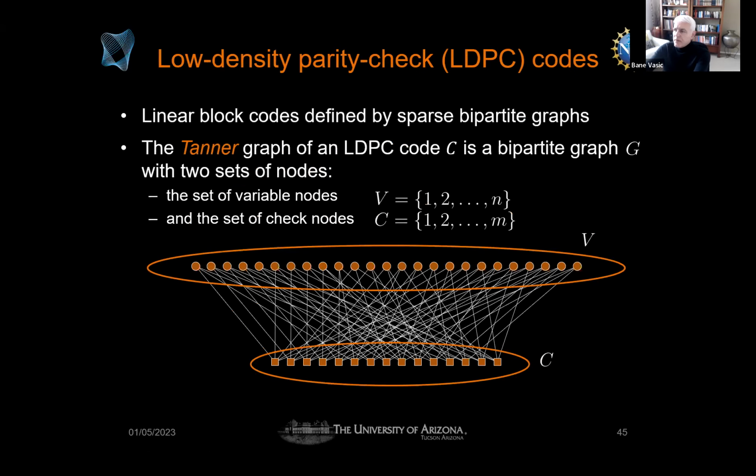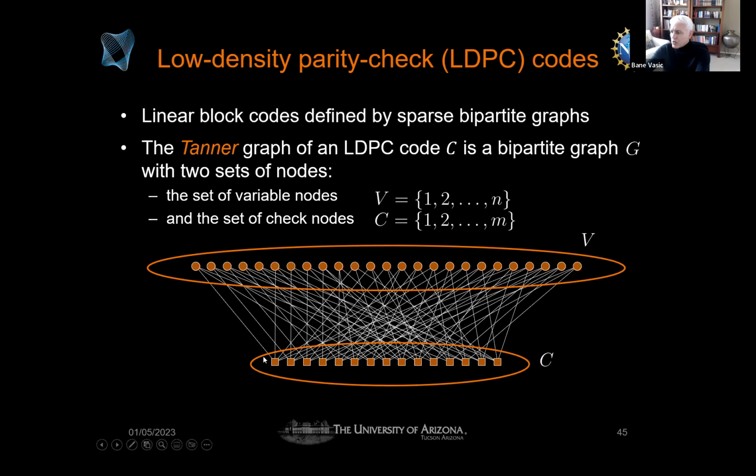So here is an important class of graphs that define low density parity check codes. These graphs are sparse, so there are not many connections between variables and checks. In this case, you see each variable has a degree 3. It is connected to 3 checks, and each check here has a degree 5. It is connected to 5 variables.